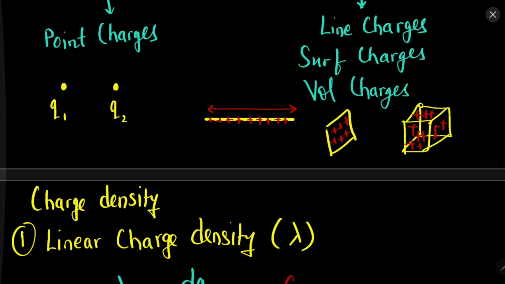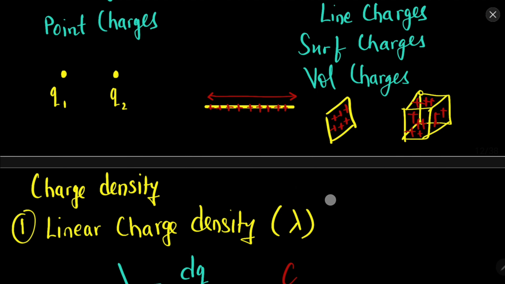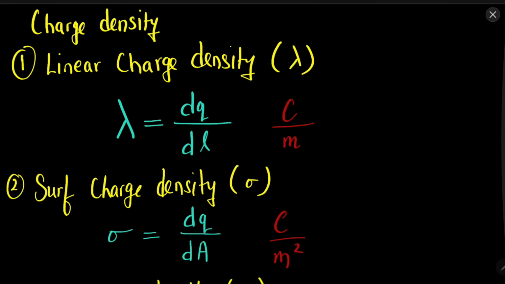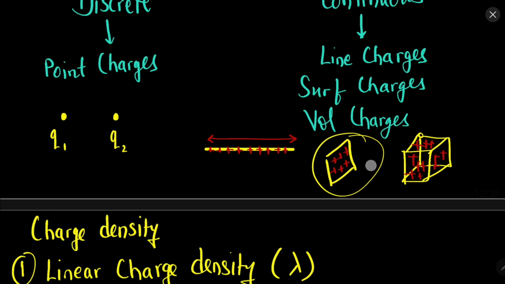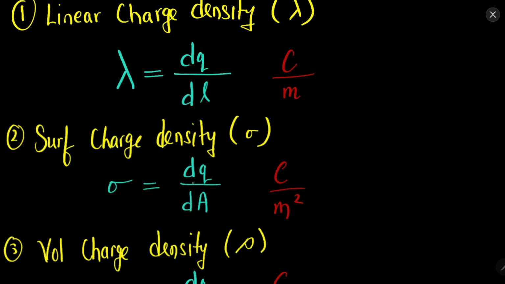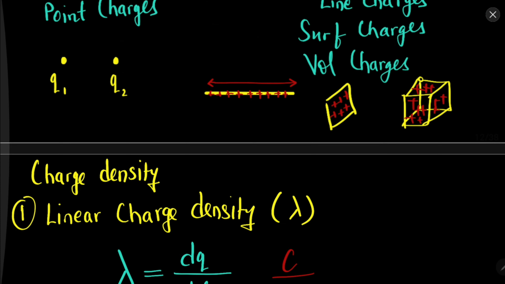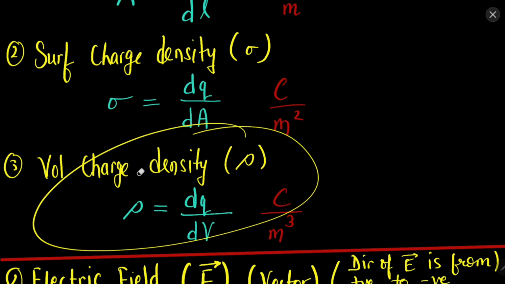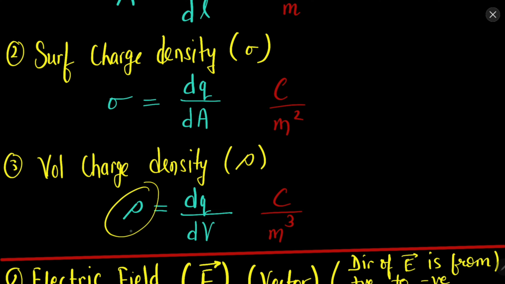When we discuss line charge, we will talk about the linear charge density. It is represented by lambda. So charge per unit length is linear charge density. When we talk about surface charges, then surface charge density will be used, charge upon area. It is represented by sigma. And when we talk about volume charges, then volume charge density will be used, in which rho is the symbol.